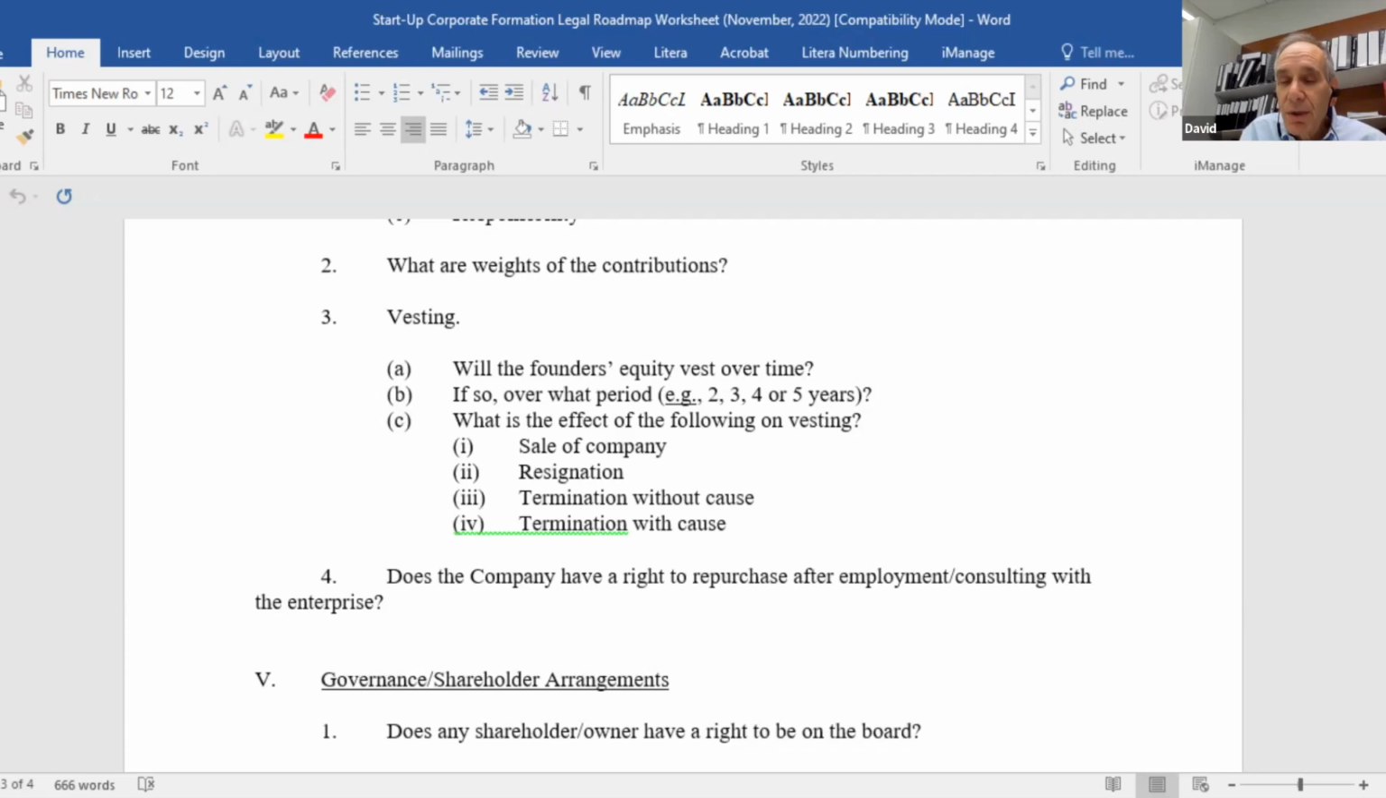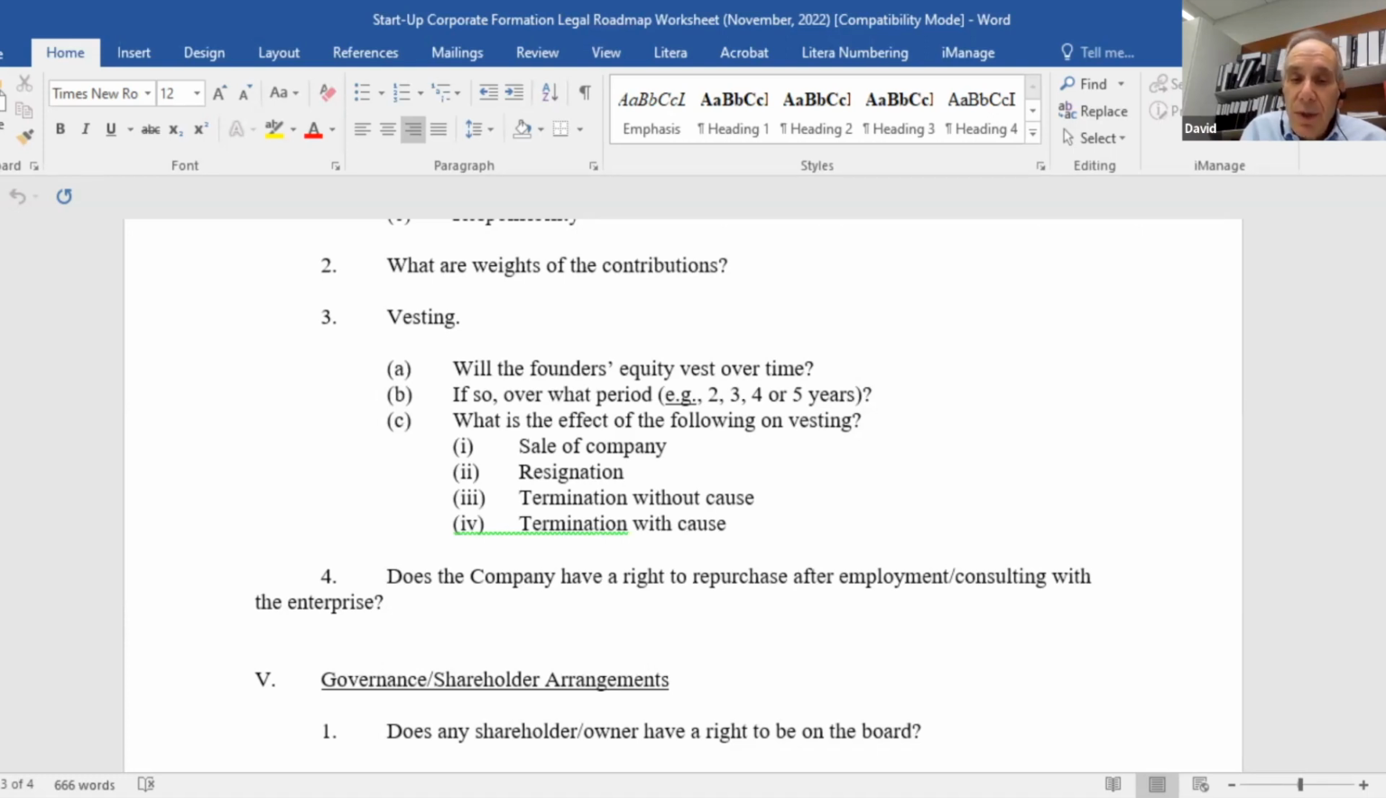What happens if the majority decide that Mr. X is out? What should happen to his equity, and Mr. and Mrs. X? I think the thought is they presumably should still stop vesting, but that's worth discussing. And terminate with cause: somebody does something really bad, obviously it should stop vesting. So that's the vesting arrangements that you're going to talk about.